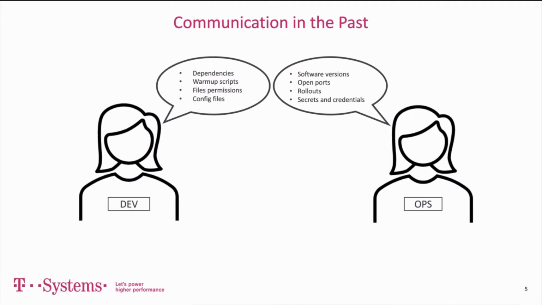So when you're a developer, you're mostly talking about your code, your source code, your dependencies. You need some config files, you need some file permissions to run your application on production. Meanwhile, for operations guys, it was mostly about what kind of software should be installed, how to secure, how to protect the production, which parts should be opened, how to deploy it properly without downtime, and how to stay secure in terms of how to store secrets and credentials. And basically, one of the reasons why DevOps as a culture started emerging is because there was some kind of misunderstanding between these two teams.